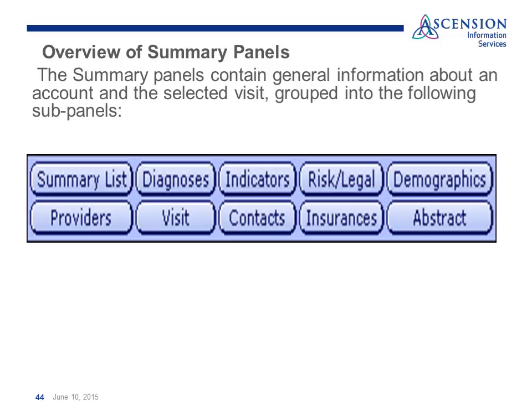The Summary Panel contains general information about an account in the selected visit, grouped into the following subpanels: summary list, diagnoses, indicators, risk legal, demographics, providers, visits, contacts, insurance, and abstract. Information under each of those tabs can be viewed by clicking on the panel button.